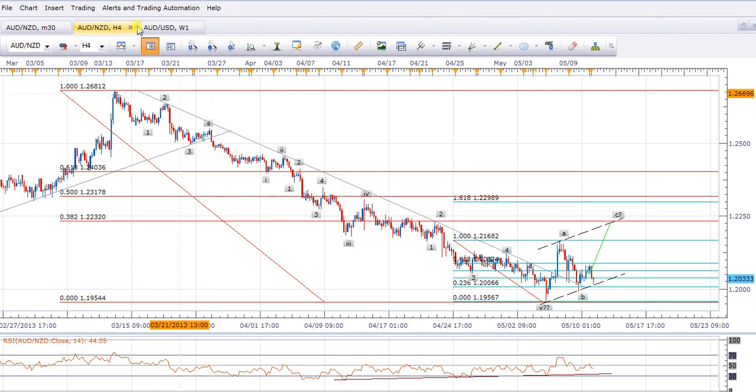Starting out with the Aussie Kiwi, as touched upon last week, this pair had broken that descending trend line that had been intact for just shy of 2 months now. As price action broke, we saw a retest on the trend line, and now it appears that the price will push higher. With that initial break, that was our A wave, and the retest was actually the B wave.